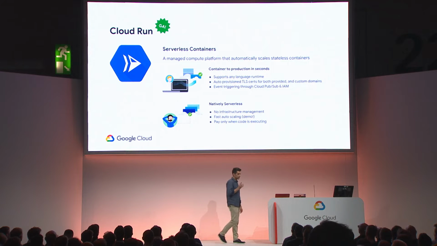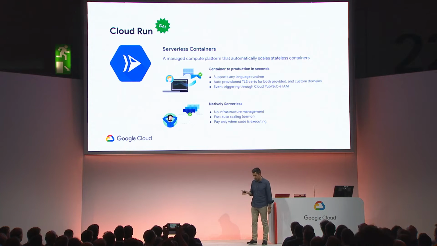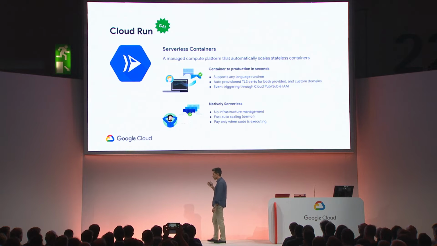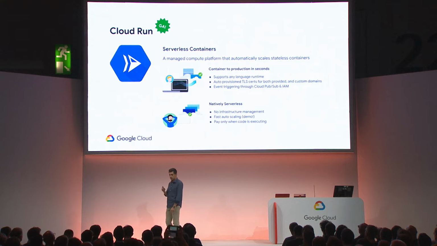I mentioned Cloud Run. Cloud Run is new. It's GA now. And it's our platform for running serverless containers. It actually shares a lot of underlying infrastructure from both App Engine and Cloud Functions. It supports any language runtime because it just takes Docker images or OCI images. We also do the auto provisioning and termination of TLS connections, or provisioning of certs and termination of connections. It supports event triggering through PubSub, and it's fully serverless, so you don't manage your infrastructure.